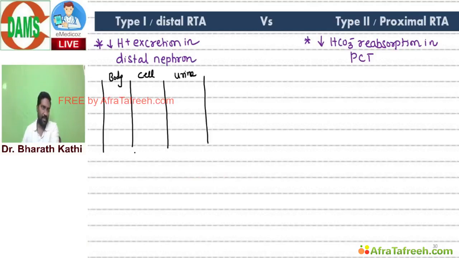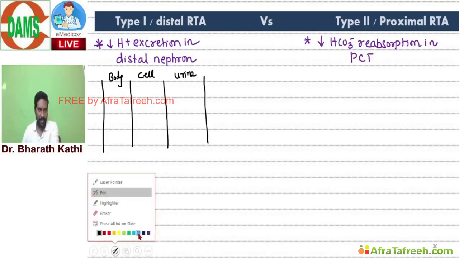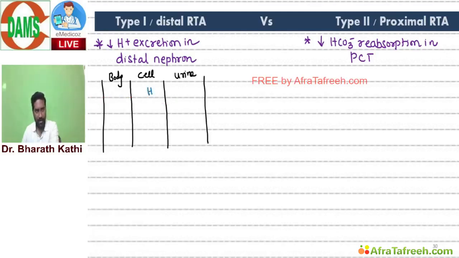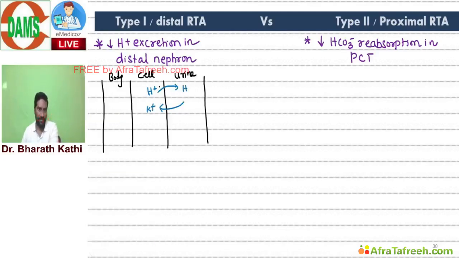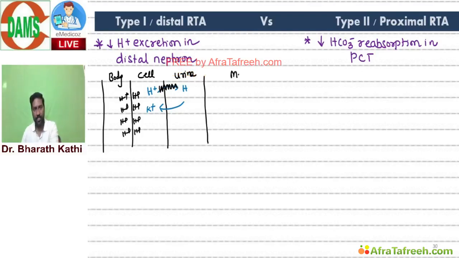Now normally in the distal part there is an active pump. H plus will go into the urine, K plus will come into the cell, later into the body. Now the problem here is that this H plus excretion is getting affected. H plus can increase in the cells and overflow into the body. Because H plus is increasing in the body, there is metabolic acidosis.